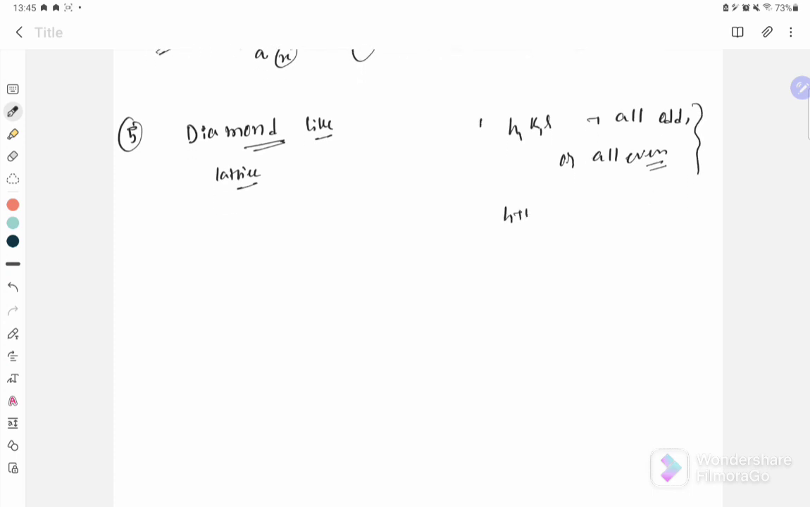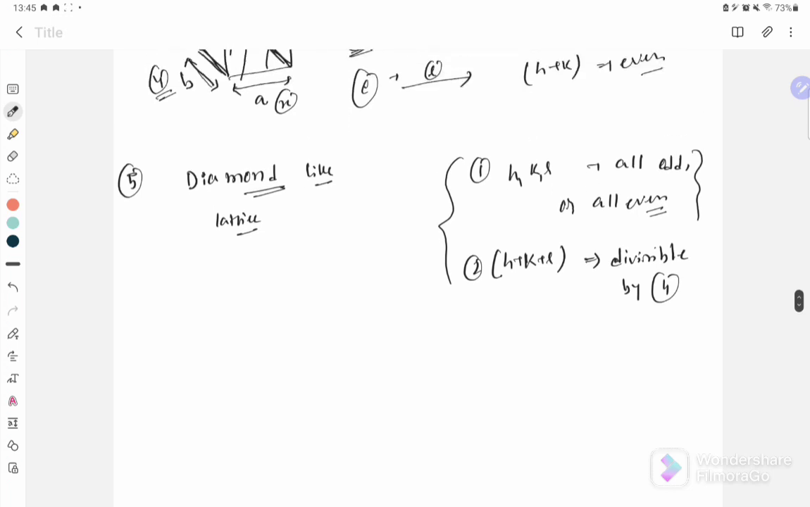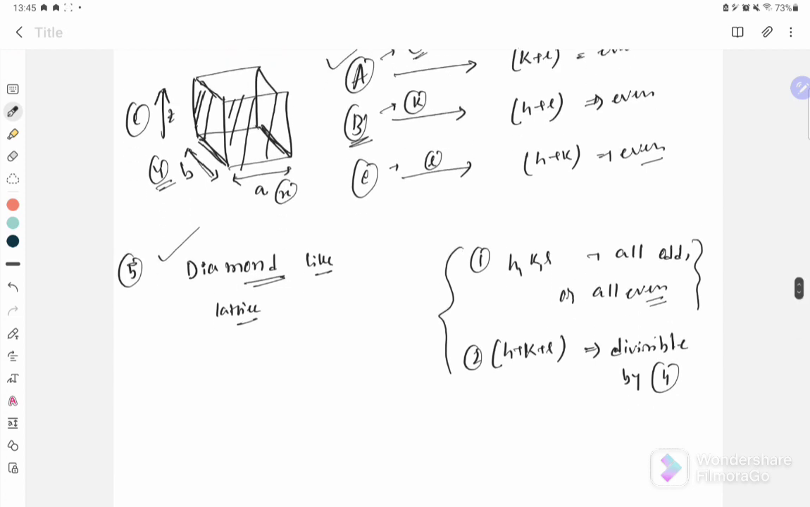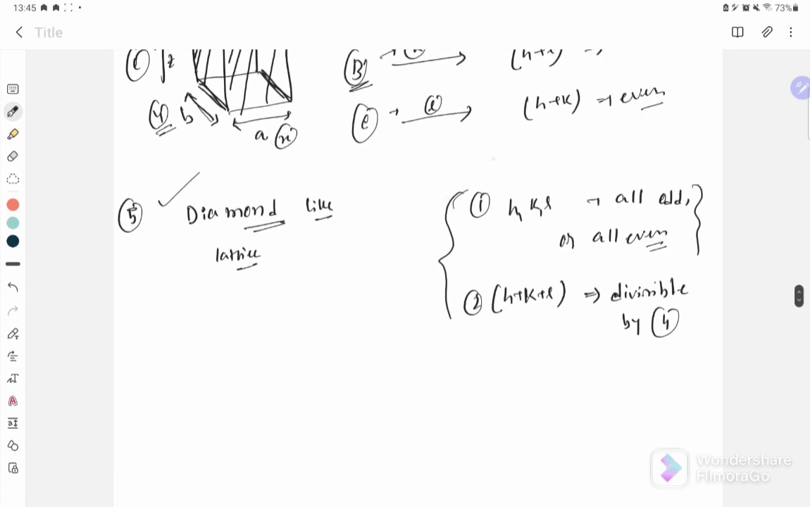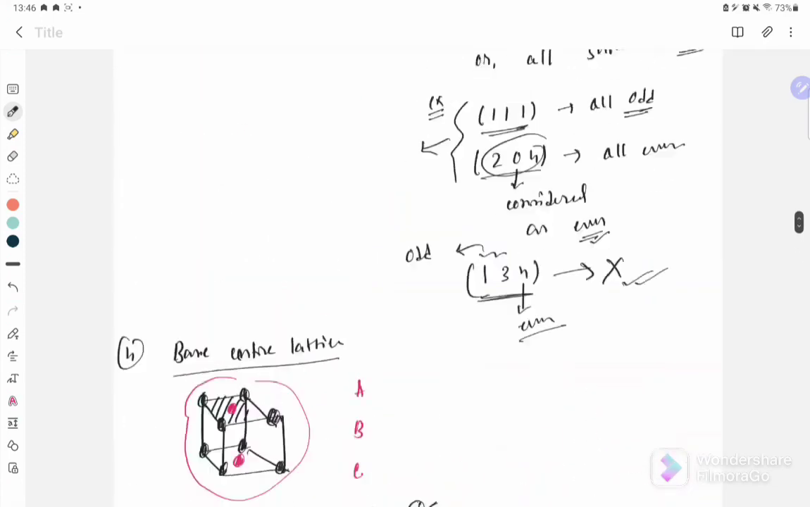Another condition with this one, that is H plus K. This is condition number 1. Condition number 2 is H plus K plus L should be divisible by 4. If both these conditions are satisfied, then only in this type of lattice, diamond like lattice, the plane that satisfies these two conditions will show the reflection. Okay, so these are the 5 conditions we have.